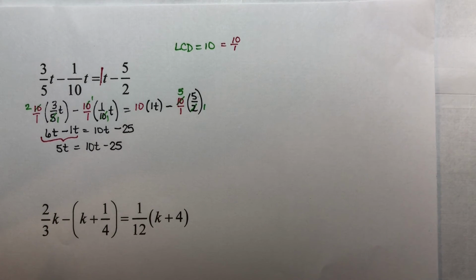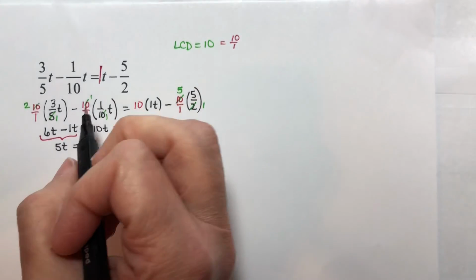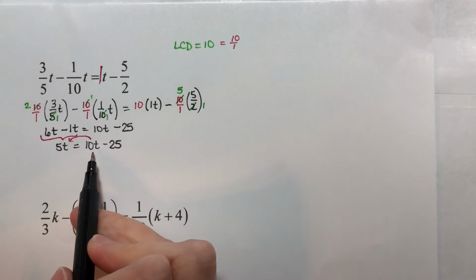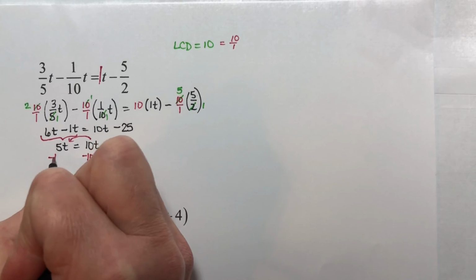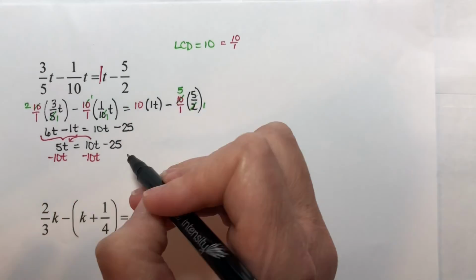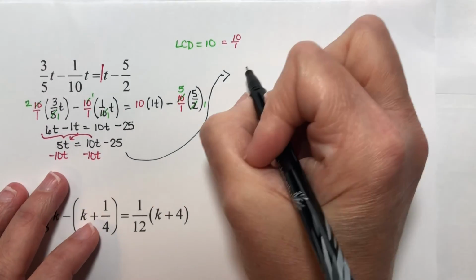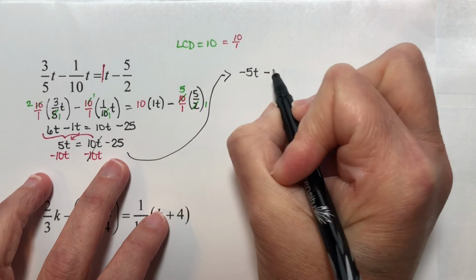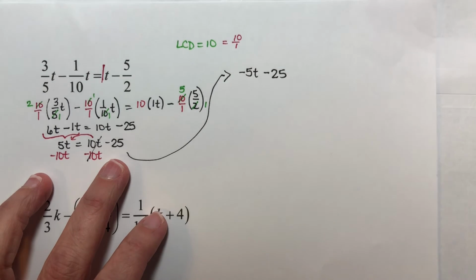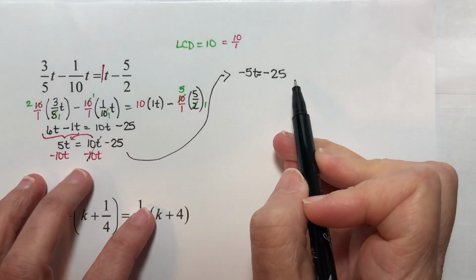Now let's get our variables on the same side. Since I only have one constant, I really want to move the 10t over to the left. Since I'm moving it across the equal sign, I'm going to subtract 10t from both sides. And I'm going to write this up over here. 5t minus 10t will be negative 5t. That cancels. I have negative 25. Now, I left out the equal sign. That would help. Negative 5t equals negative 25.